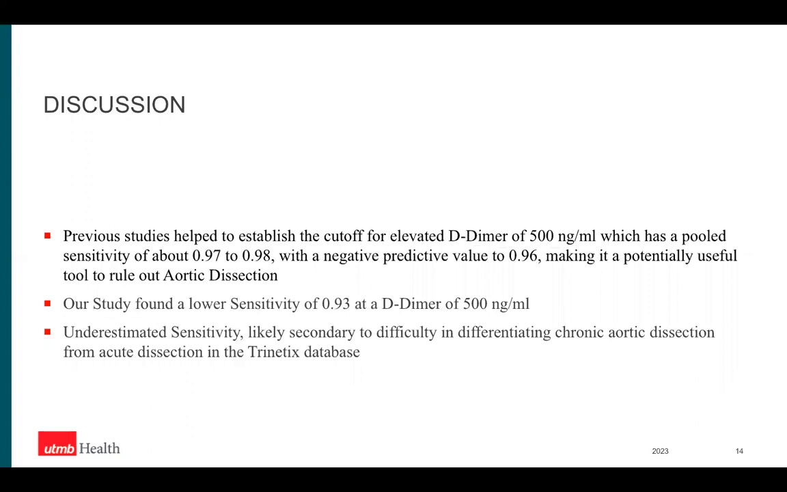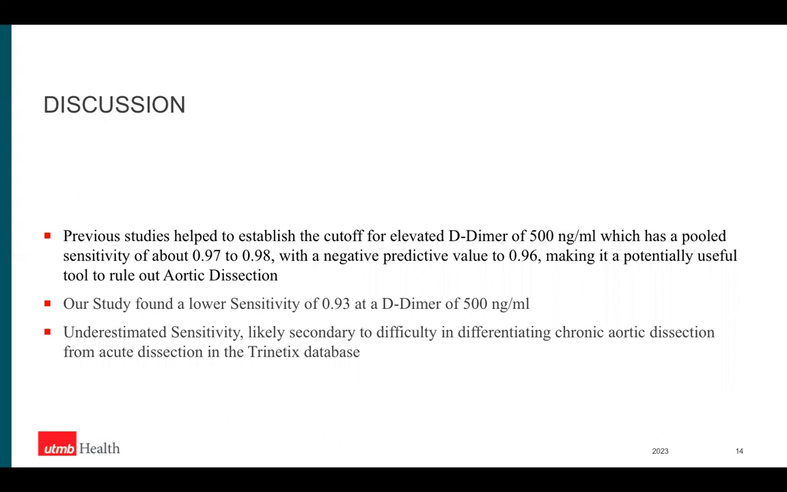Previous studies had really established the cutoff of D-dimer to be 500 nanograms per milliliter, which in multiple other studies have shown a pooled sensitivity of about 0.97 to 0.98, with a negative predictive value of 0.96, making it a potentially useful tool to rule out aortic dissection.